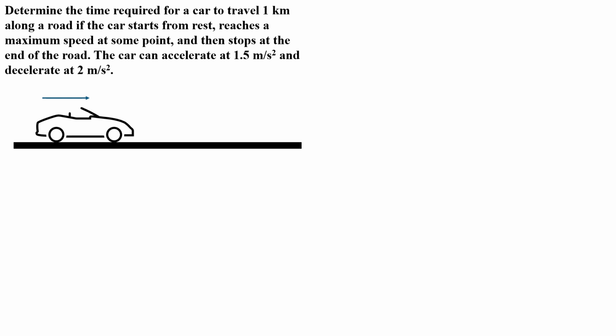Let us make a small sketch so that we can visualize what's really happening. I have a straight road and the car starts at this point, right? Then reaches some maximum speed, let me say here, and then stops at the end of the road, right? The whole distance here is 1 kilometer.